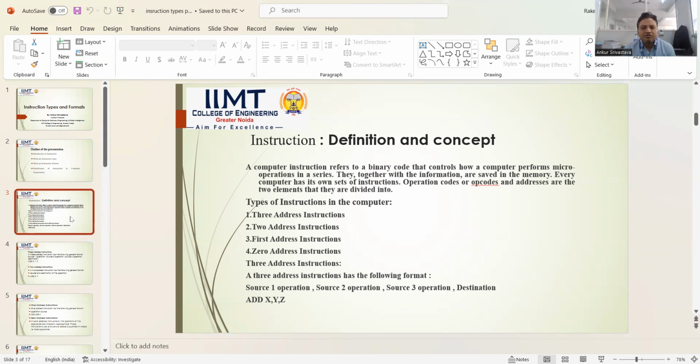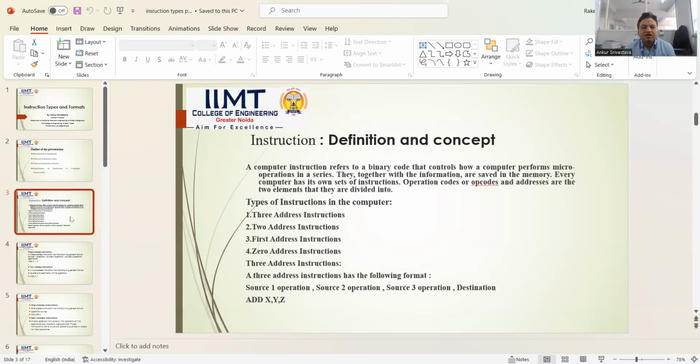Now, let's see what a 3 address instruction is. A 3 address instruction has the following format: source 1 operation, source 2 operation, source 3 operation, and destination. What do these items mean? Let's take an example: we have to add 3 numbers, D is equal to X plus Y plus Z.